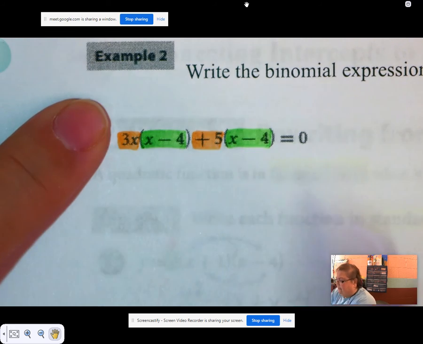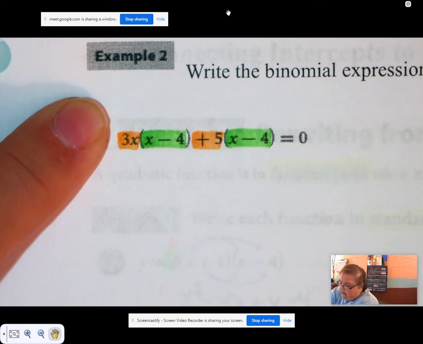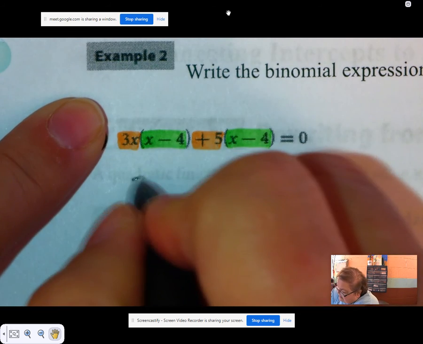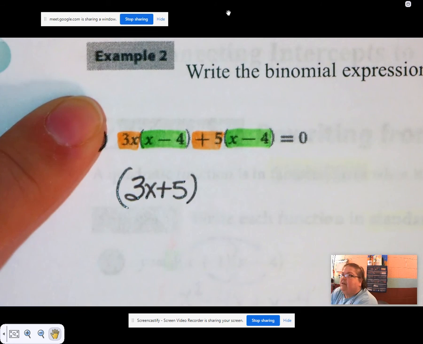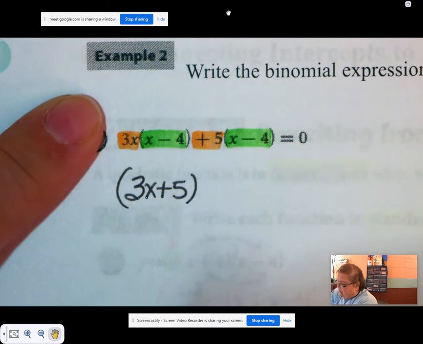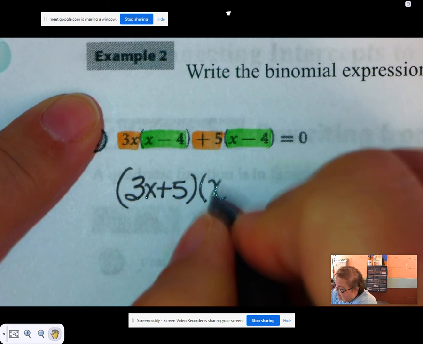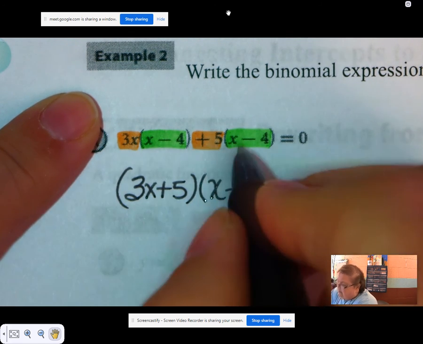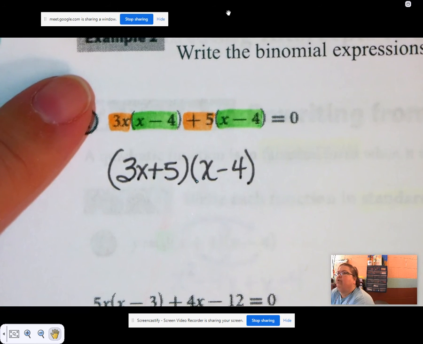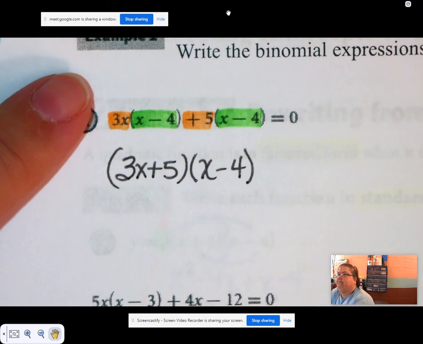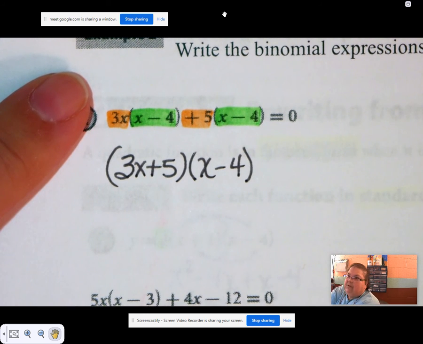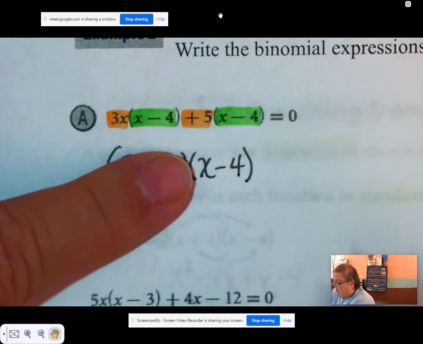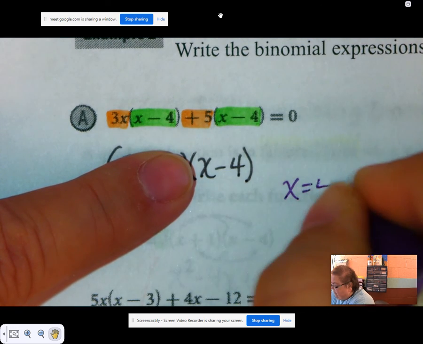The numbers in front, 3x plus 5, becomes my first binomial. Then the binomial that is exactly the same, we only write it once. And this is how we find the zeros. First of all, we know what this one is. We already discussed that. That one is x equals 4.